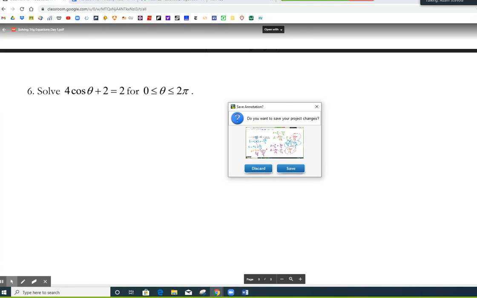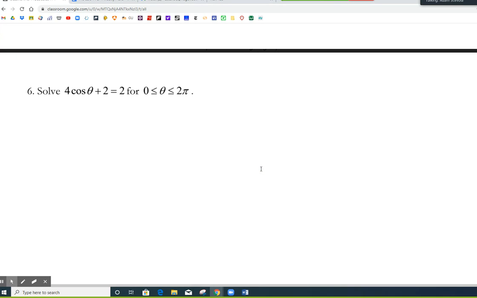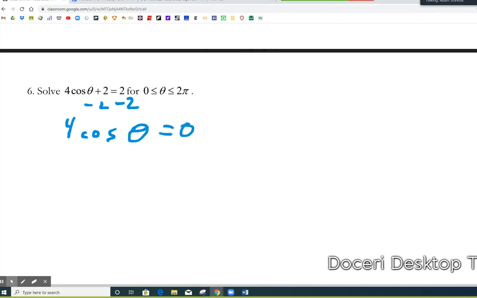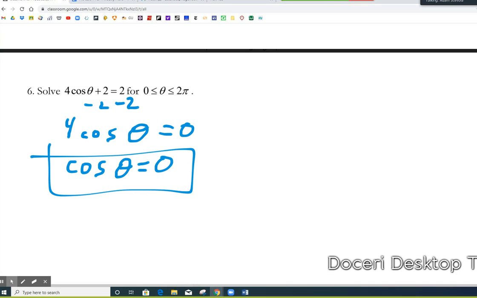So this one is interesting because look what happens here. If we were doing number 6, just like the rest of them, we would get the cosine of theta alone first. When we do that, by subtracting 2 on both sides to start, we get 4 times the cosine of theta is 0, which means the cosine of theta is equal to 0. So this is a simplified version of the equation we were given. Now we have to find all angles between 0 and 2 pi that satisfy that.